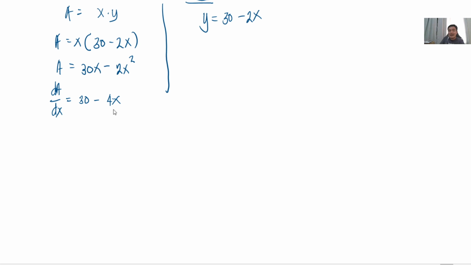Okay? And then after which, we equate it to 0. So, magiging 30 minus 4x is equal to 0. So, 4x now is equal to 30. Divided by 4, cancel, x is equal to 30 divided by 4, that is 7.5 centimeters.